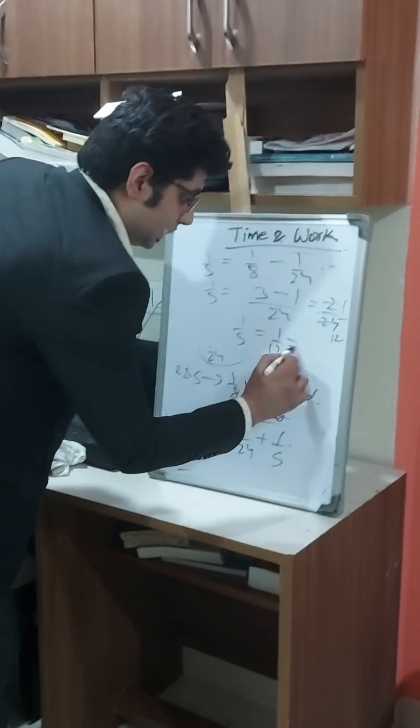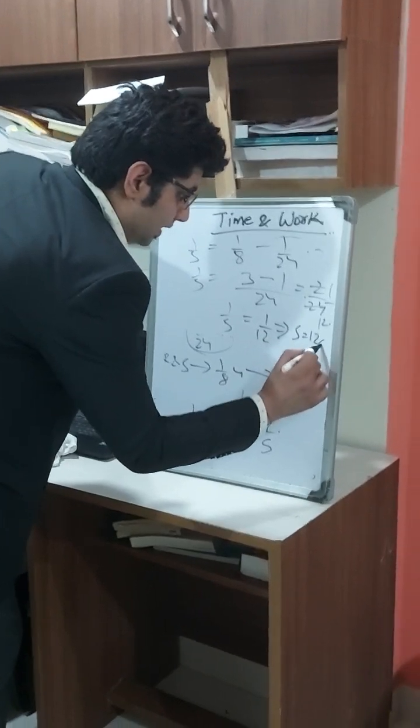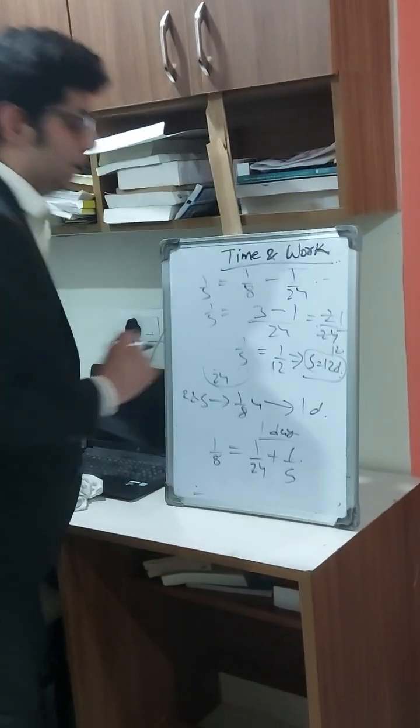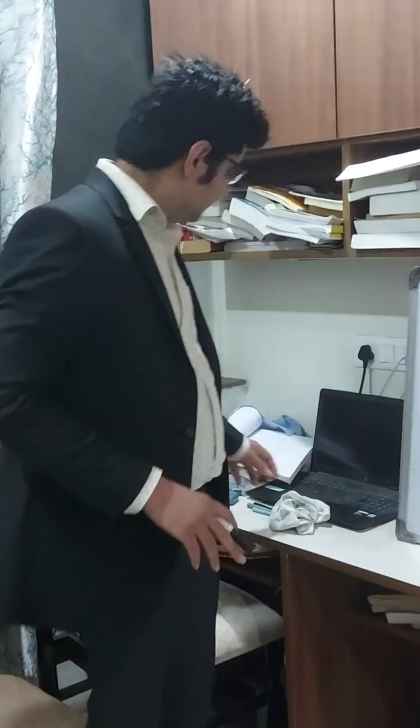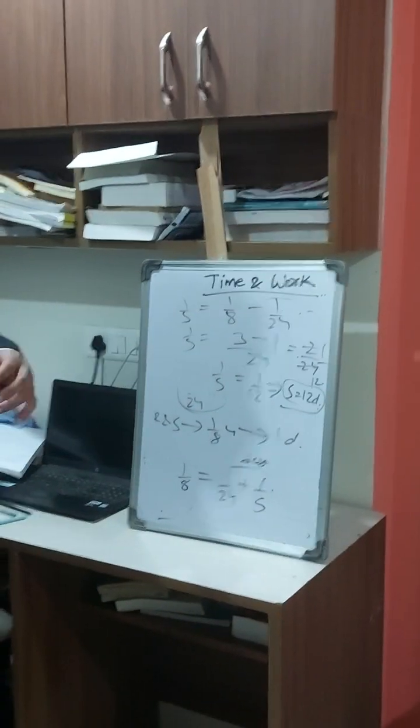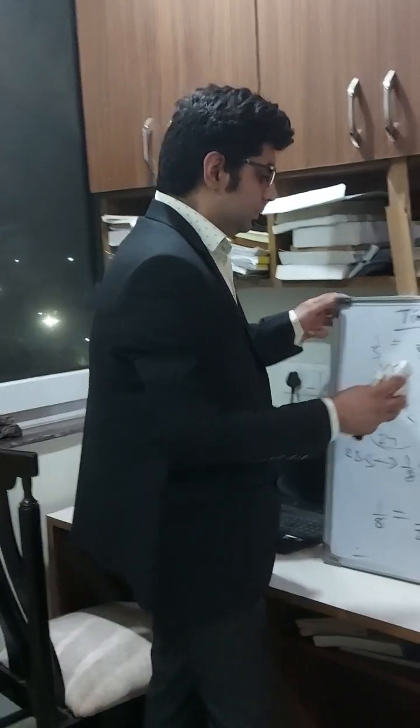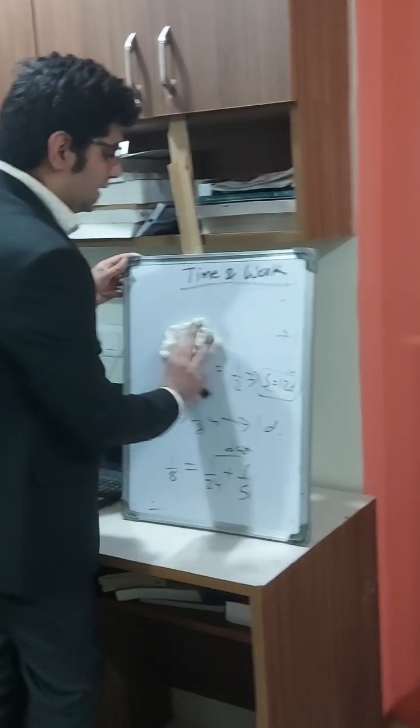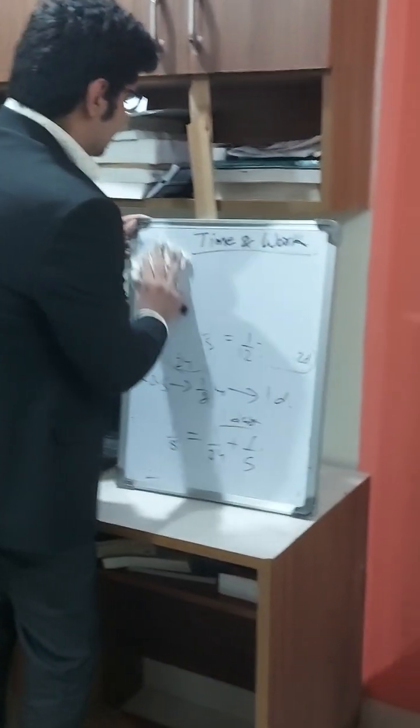We can cross multiply now. S equals 12 days. This is the final answer. I hope you are able to understand, friends. Now let's take another problem, the last problem, and let's try to solve a little challenging problem.